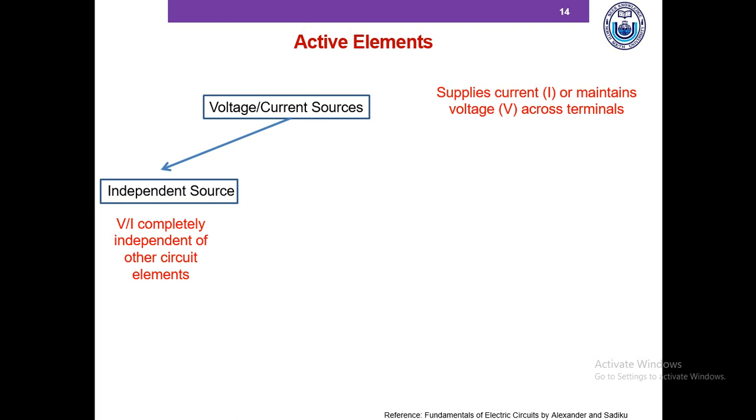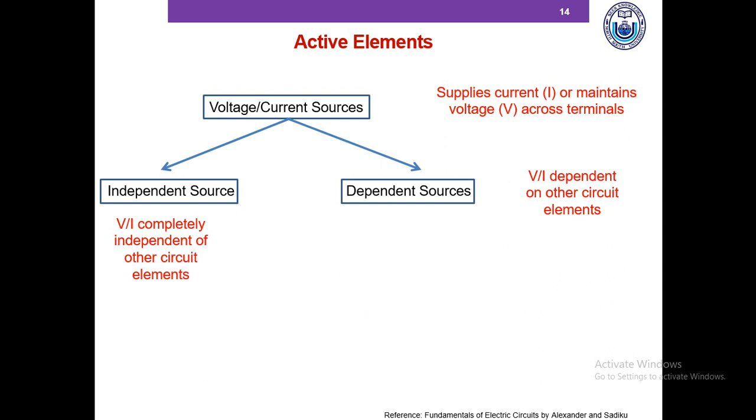Voltage or current sources can be further subdivided into two categories: independent sources and dependent sources. Independent sources are sources whose voltage and current are completely independent of other circuit elements. So if it's a 5-volt voltage source, it's always going to maintain 5 volts across its terminals.